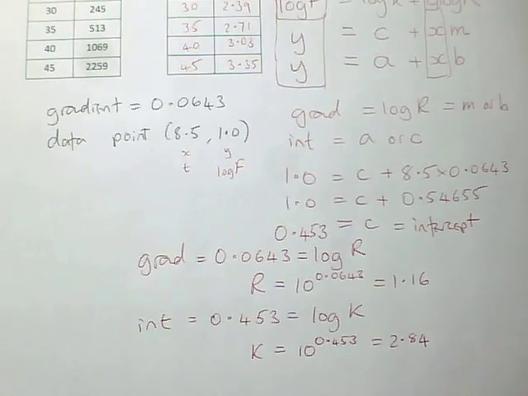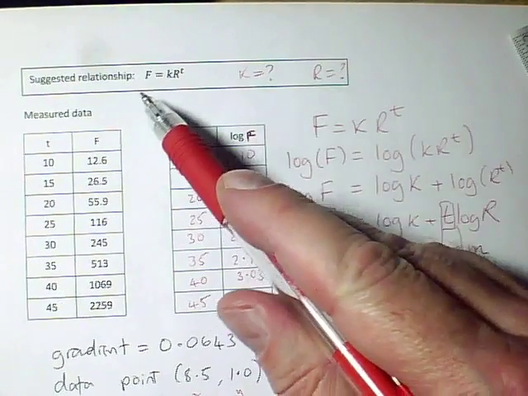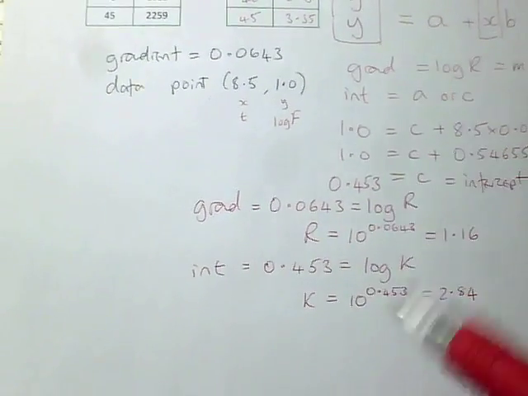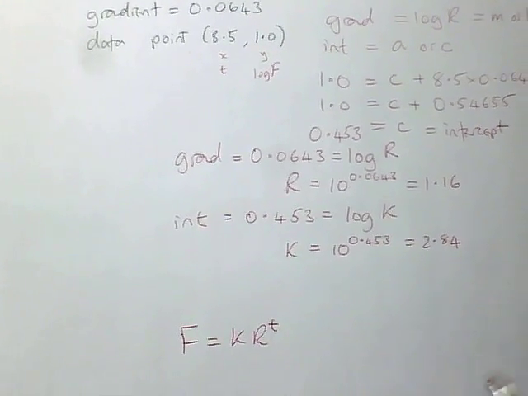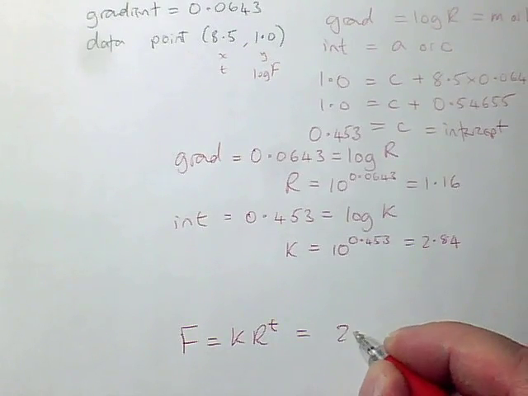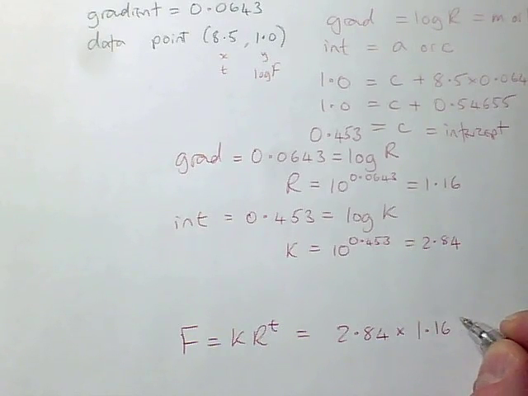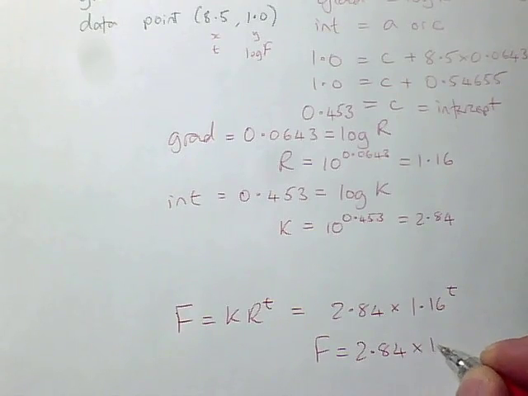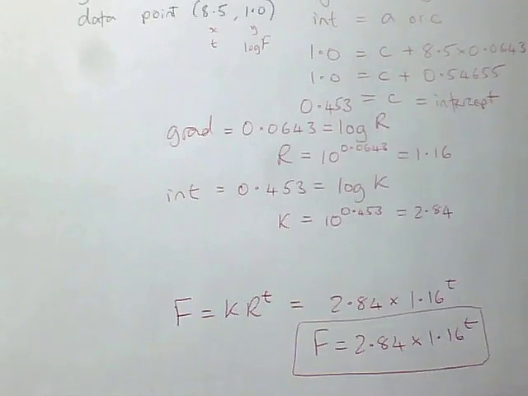So I have got values of r and k, which is where we came in. We said we wanted to know what those constants were. So if I put those into the equation, the given relationship was f equals k times r to the power t. And I now know that that can be written as f equals 2.84 times 1.16 to the power of t, and now I can use that to predict some values that weren't in the table.